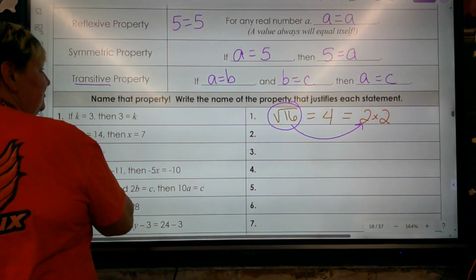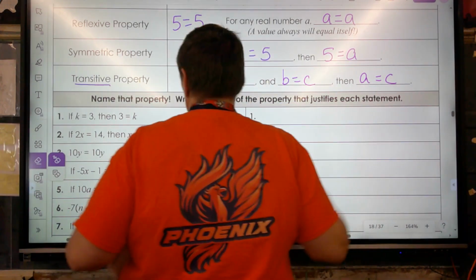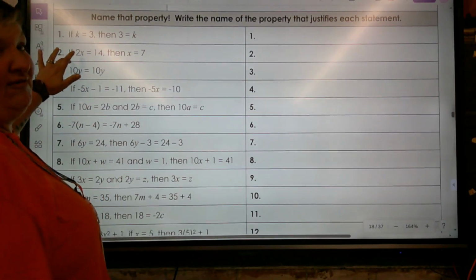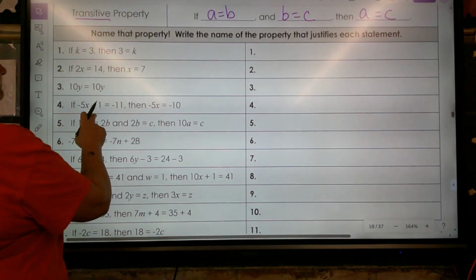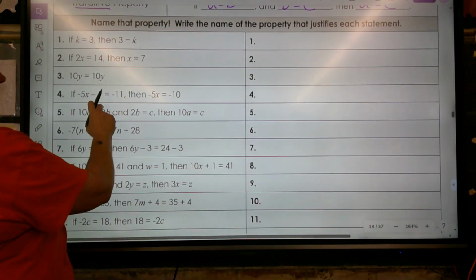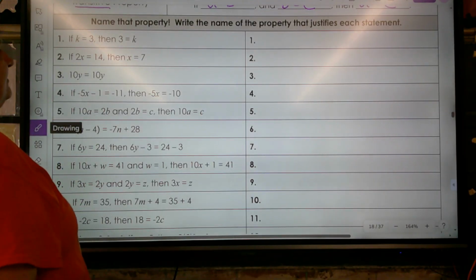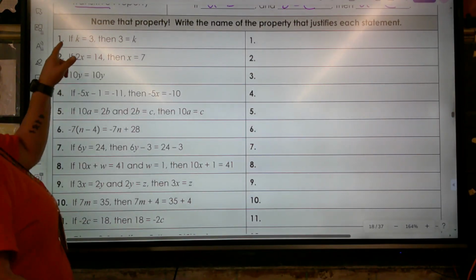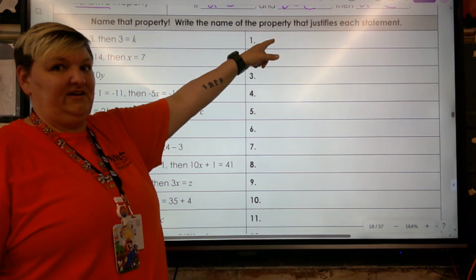I know, it's interesting, but that will come in handy the further you get in math, because you're going to end up with really complicated problems that you can simplify by replacing them with something much easier. All right, so name that property. Write the name of the property that justifies each statement. What we have to do is look at what is occurring, how do we get from here to here, and then name the property that got us there.